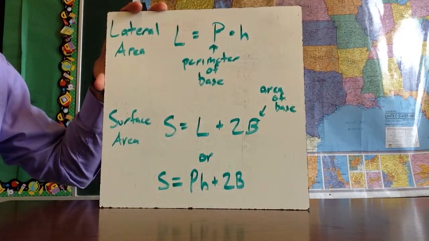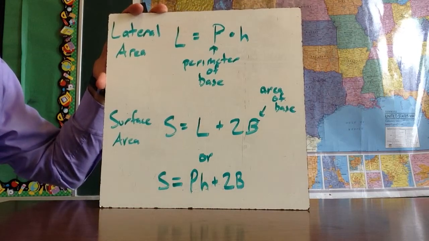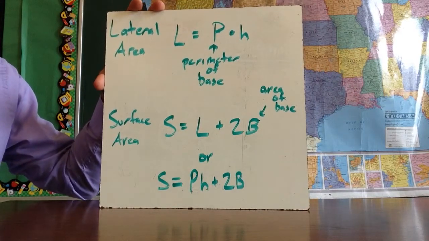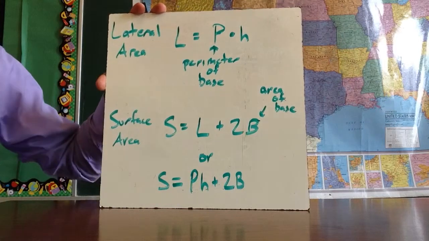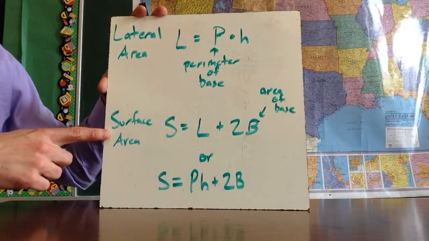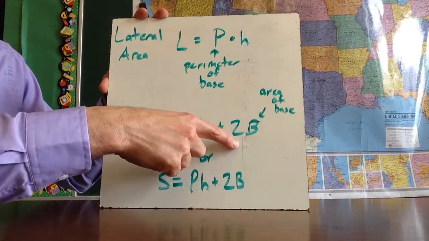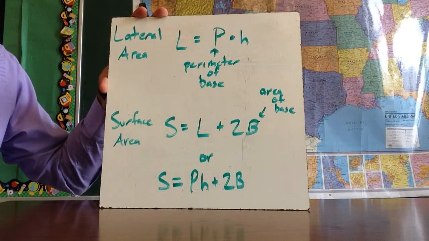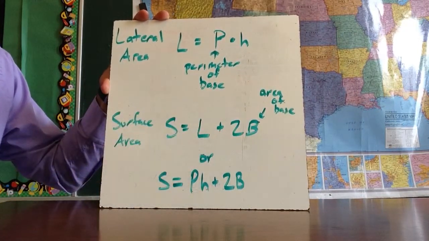So you've got to figure out what the base is, take the perimeter of that, multiply it times the height, and you'll get the lateral area, which again, remember, is the area of the faces of the figure, not the bases of the figure. And then to find surface area, you're going to take the lateral area, which you found up here, and add it to the area of the base times 2. So it's lateral area plus the area of the base times 2.